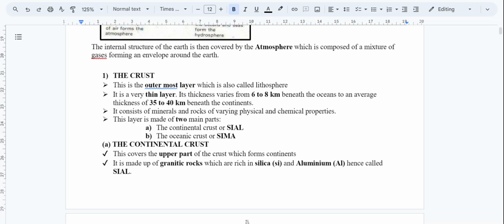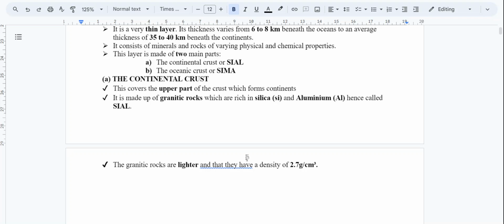It is important to know that the crust is a layer made up of 2 parts. First, the continental part, where we live, where we have mountains and soil. It is known as SIAL, which means silica and aluminium. Second, the oceanic crust, at the base of the ocean. It is known as SIMA, which means silicate and magnesium.